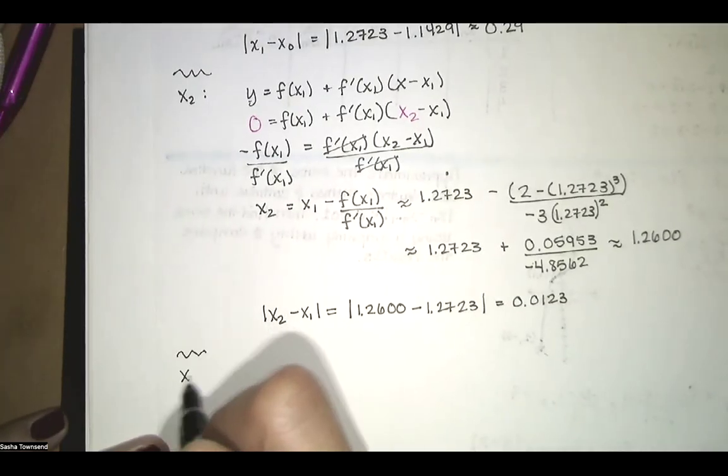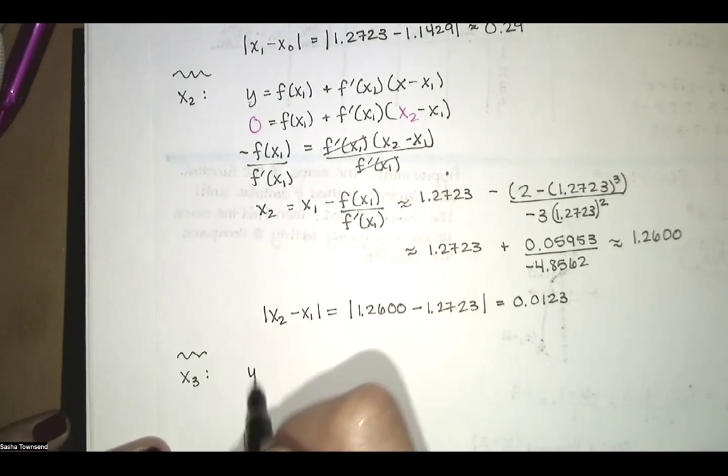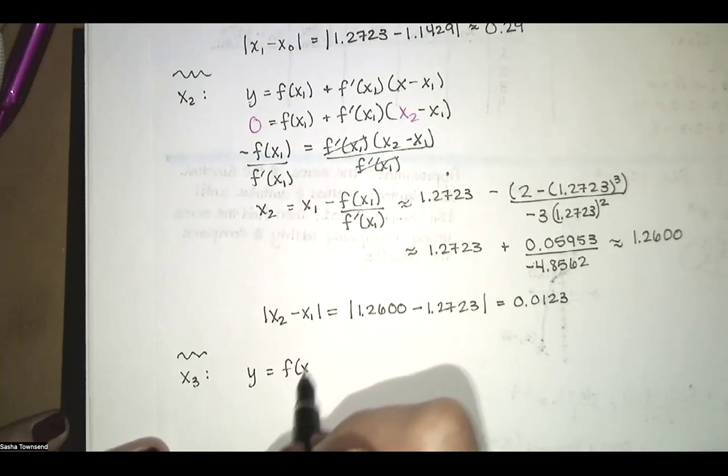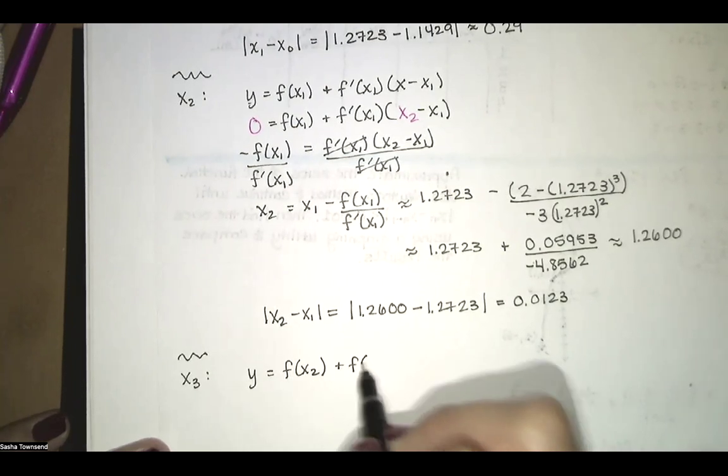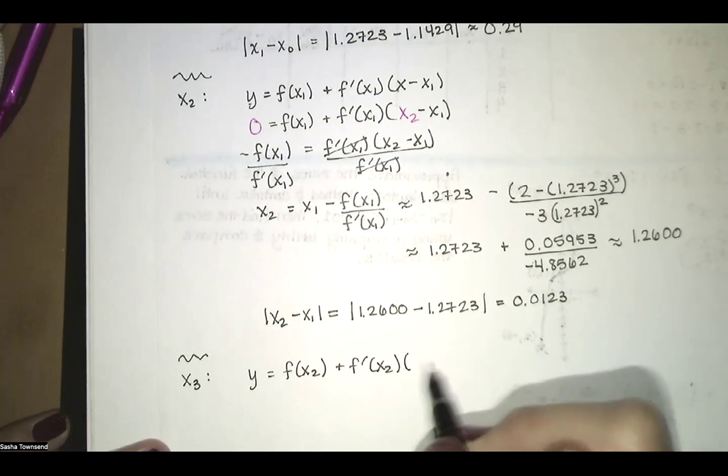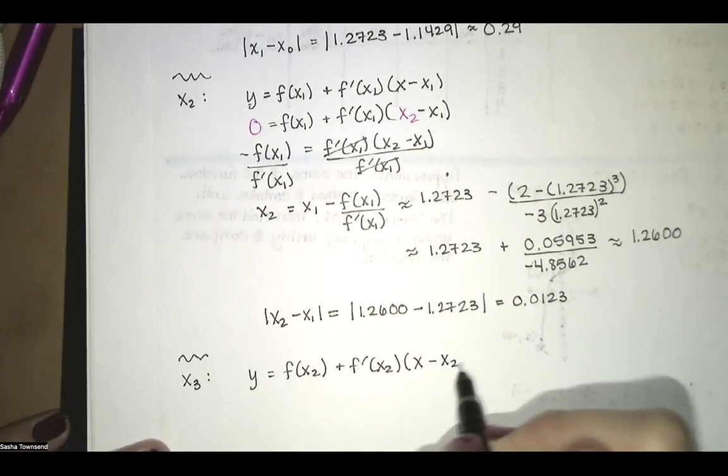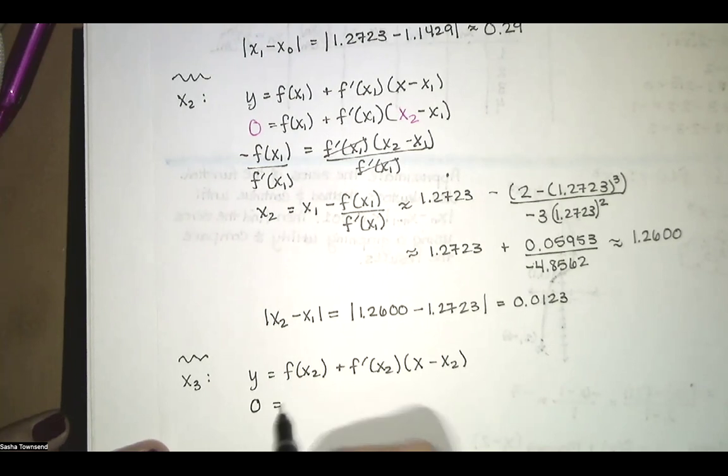So we do this again, x3. We have y equals f at x2 plus f prime at x2 times x minus x2. And then we set y equal to 0.